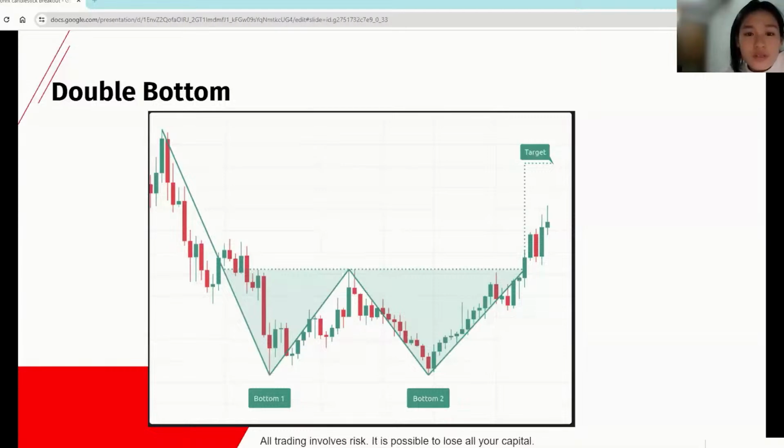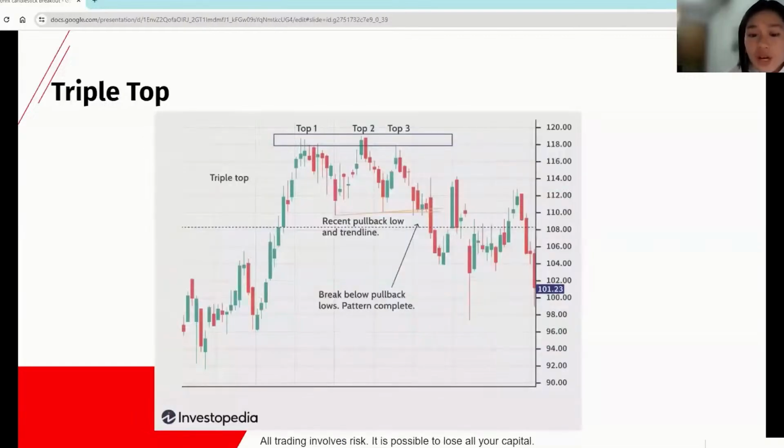Okay, let's move on to our next candlestick pattern. So next we have our triple top.